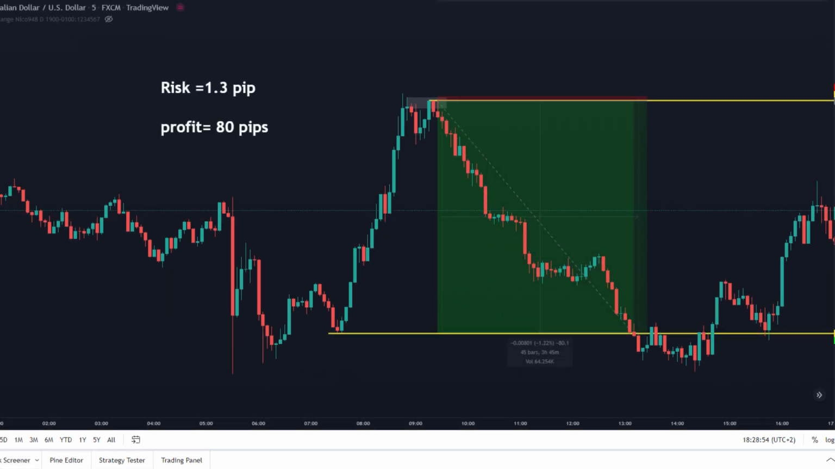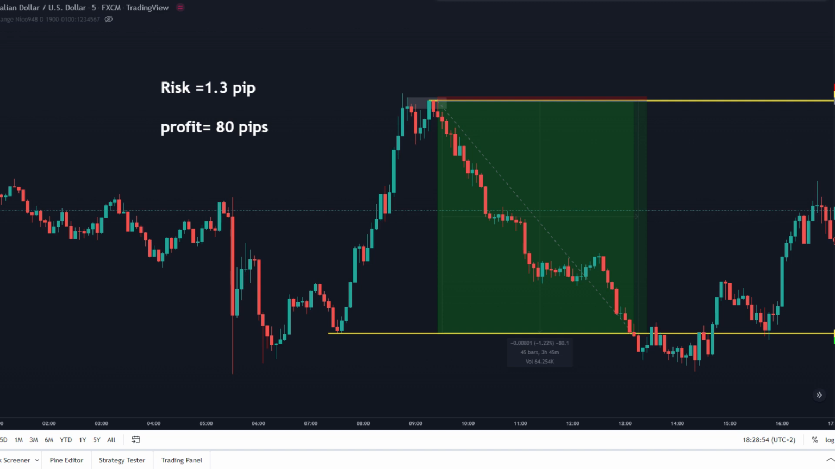For a normal person, let's say we target this first low. That will be a risk of 1.3 pips with a profit taking of 80 pips. For example, because some of you are beginners, if you have opened a trade with 0.01 size, your risk will be 13 cents and then your take profit is $8.